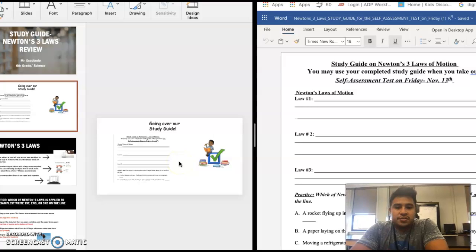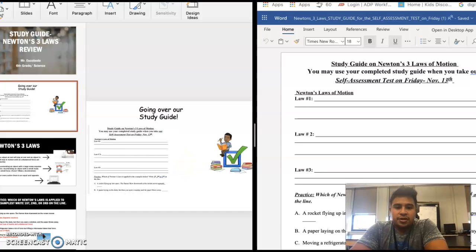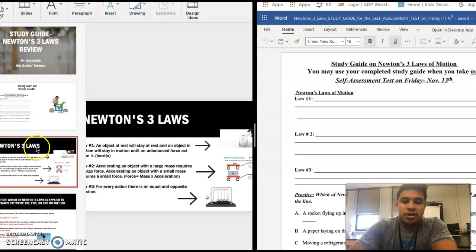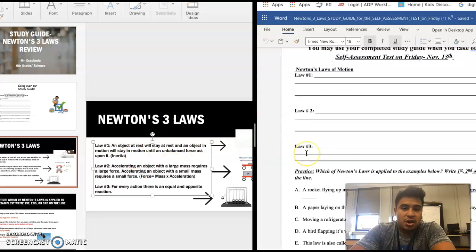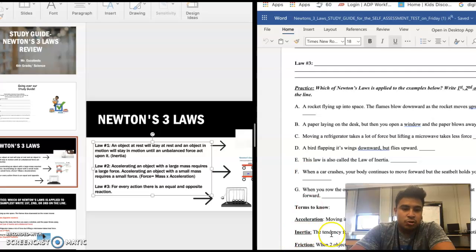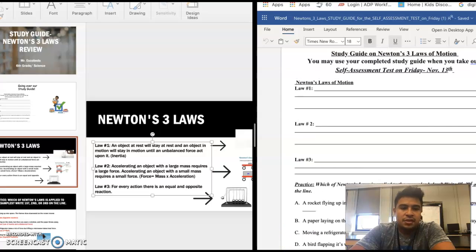So tomorrow is your test, right? And you want to be prepared for it. So what are Newton's laws of motion? There's three of them we learned so far, right? An object at rest will stay at rest, and an object in motion will stay in motion until an unbalanced force acts upon it. So that's what I would put in law one. And you'd also make sure you have that hint of inertia. If you don't know what inertia is, on the bottom of your study guide, it is one of the terms you should know.